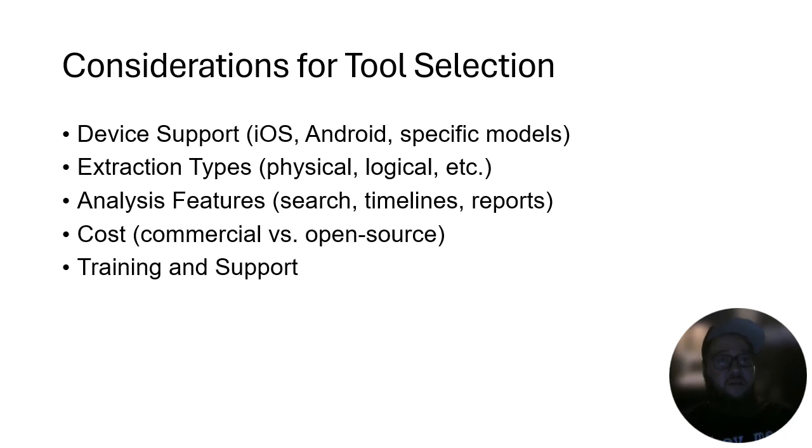There are also considerations to be made upon which tool is selected. Device support is paramount. The chosen tool must be compatible with the specific makes, models, and operating systems of devices likely to be encountered during your investigations. Failure to consider this aspect can lead to a tool being unable to access critical data. Extraction types offered by a tool determine the level of detail you can acquire. Logical extractions access readily available data, while physical extractions target deeper, potentially deleted information. The nature of the investigation dictates the necessary depth.